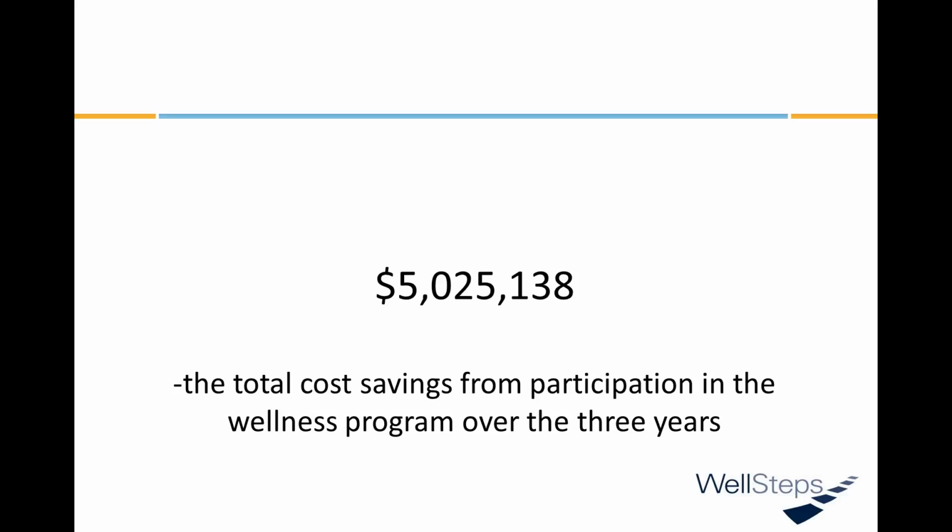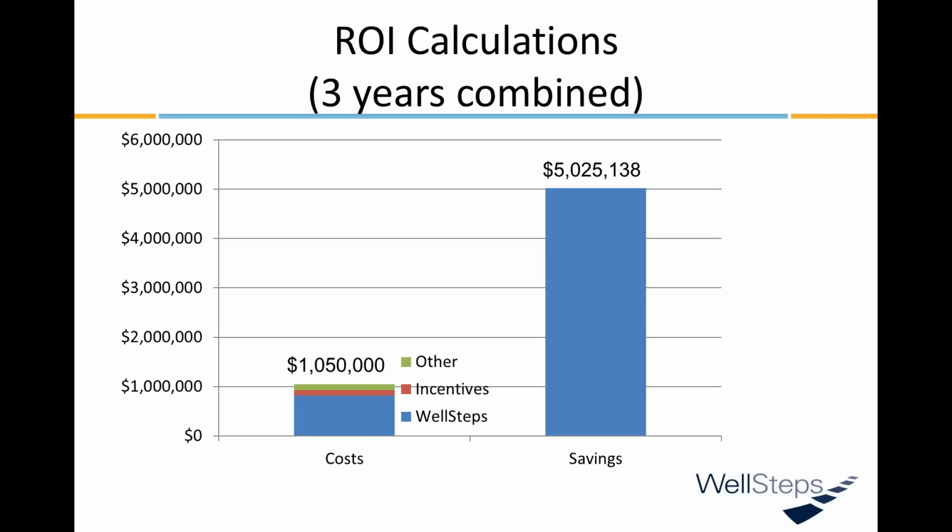Then we look at all what they spent. Well, how much money did they have to spend in their wellness program to get this savings? Well, they spent $1,050,000 over the 3-year period. That includes incentives and salaries and WellSteps and a lot of stuff they're doing. They do a lot of biometric screening, and sometimes they let physicians do it, which is a pretty pricey way to go, but that's what people wanted.